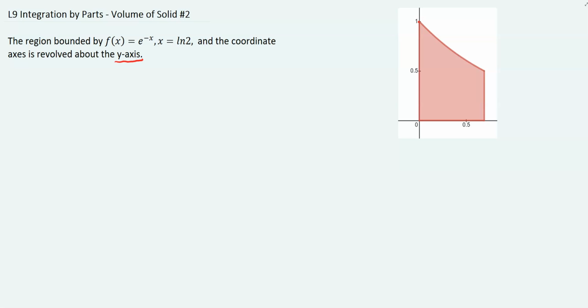All right, so in this video I will be talking about volume of solids. This is number 2 in the integration by parts. The function here is f of x equals e to the negative x, and this line right here is x equals ln of 2. So what are we doing here? We are going to take this region and have it revolve about the y-axis.